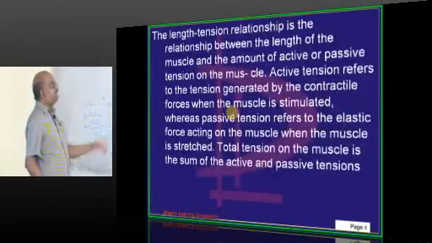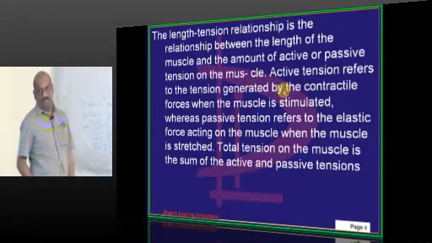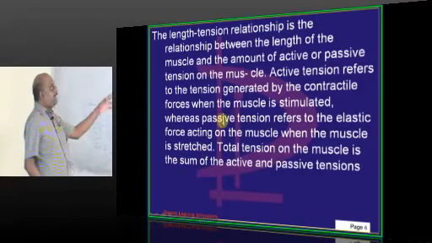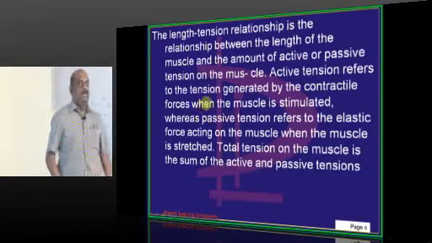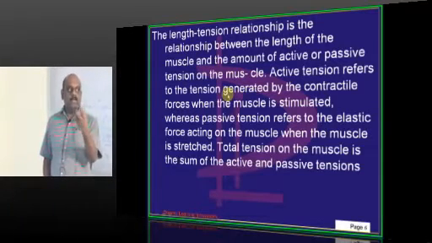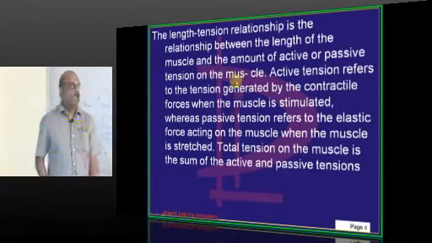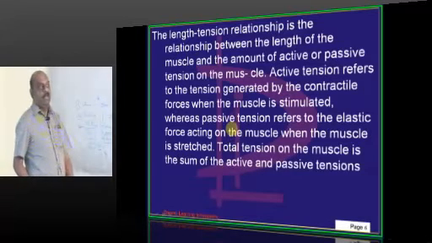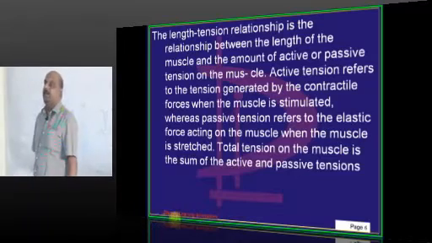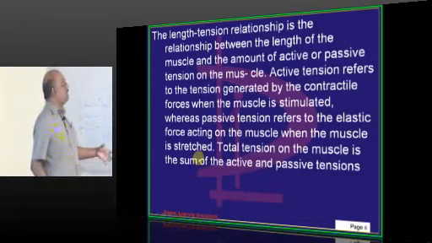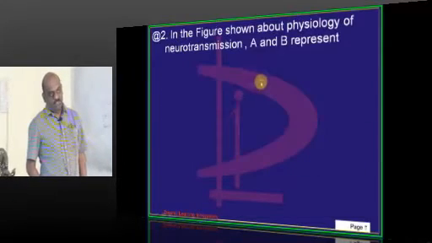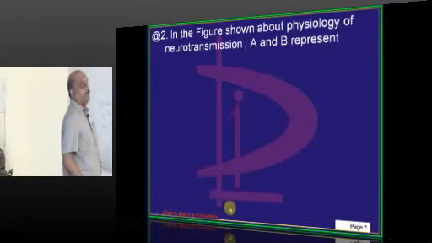So basically in the length tension relationship curve, what is the active tension? It is that tension which is being generated by the contractile elements of the muscle whenever the muscle is stimulated electrically, is what you need to basically remember. Whereas passive tension is being created by the elastic force which is acting on the muscle whenever the muscle is stretched. So this is what you need to be very, very clear about.